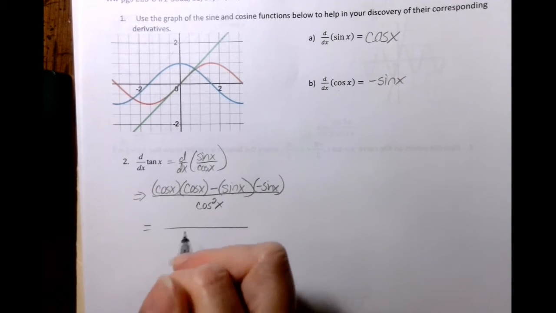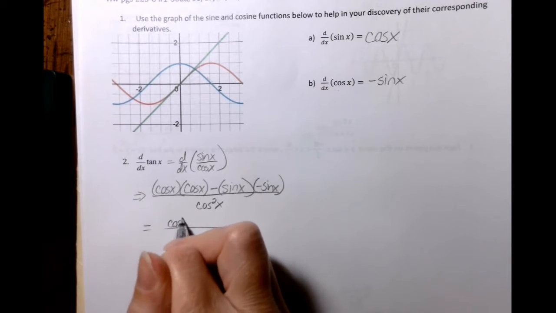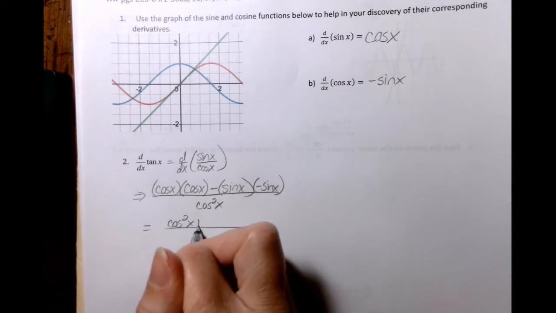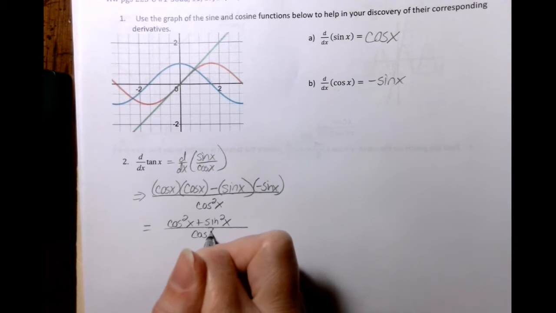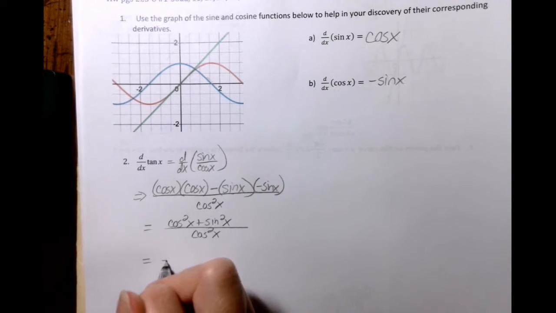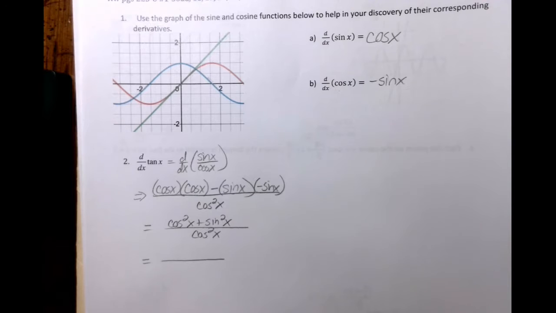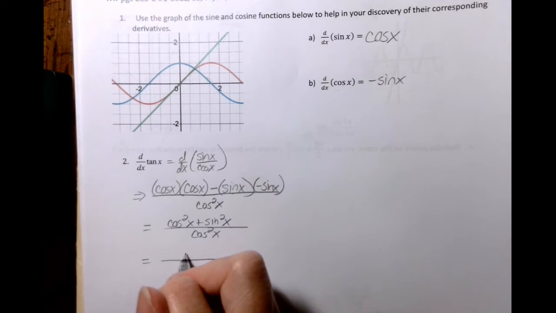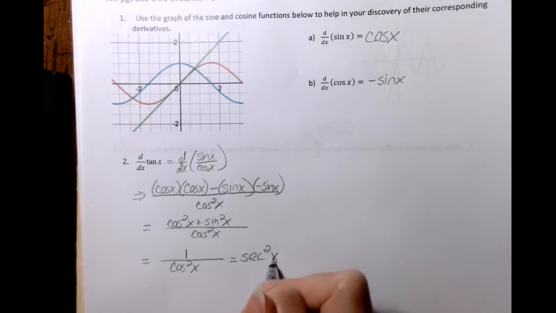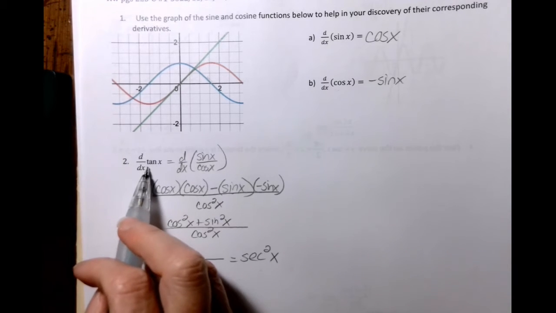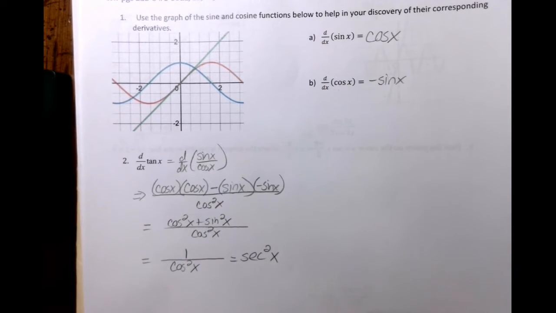Simplifying the numerator, that's a cosine squared, that is plus sine squared. I'm looking at the top and realizing that's very familiar. What is that? That's our identity from last year. It's 1. I have 1 over cosine squared, so now I get to the final answer. Who's the derivative of tangent? The derivative of tangent is secant squared.